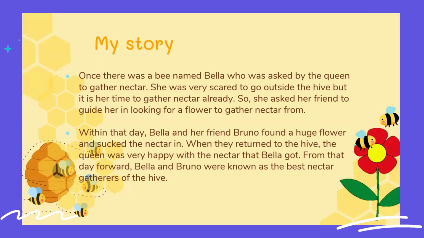We know that the characters in the story are Bella and Bruno, but the main character is Bella. The conflict in the story is that she was really very scared to go outside the hive. Fortunately, again, Bella has a friend who is willing to guide her in looking for a flower to gather nectar from. This is the solution of the problem. Finally, the story ended with Bella and Bruno being known as the best nectar gatherers of the hive.